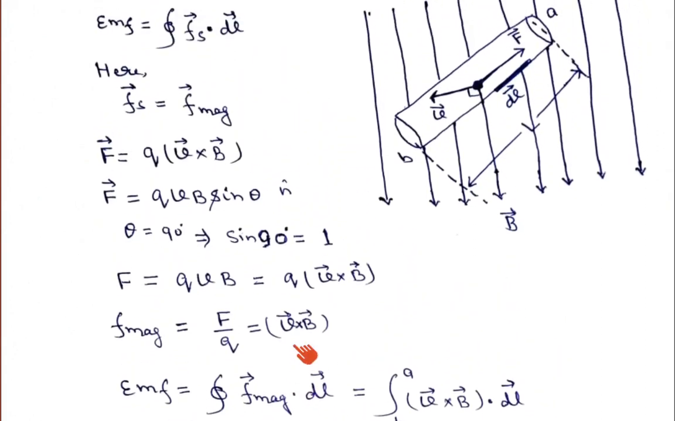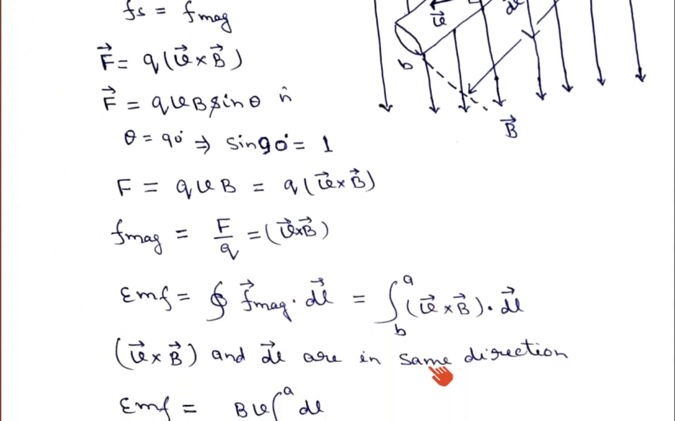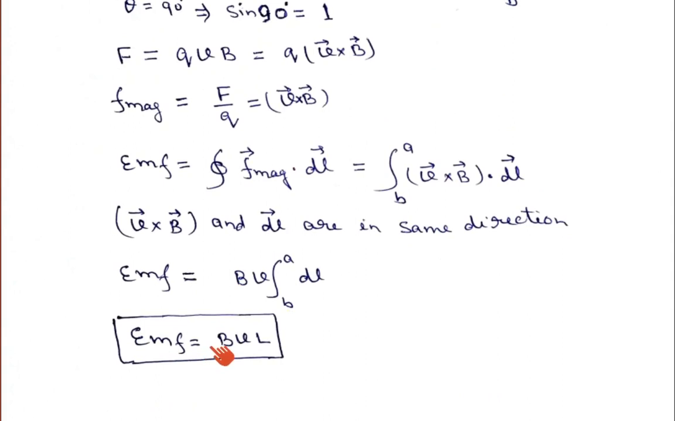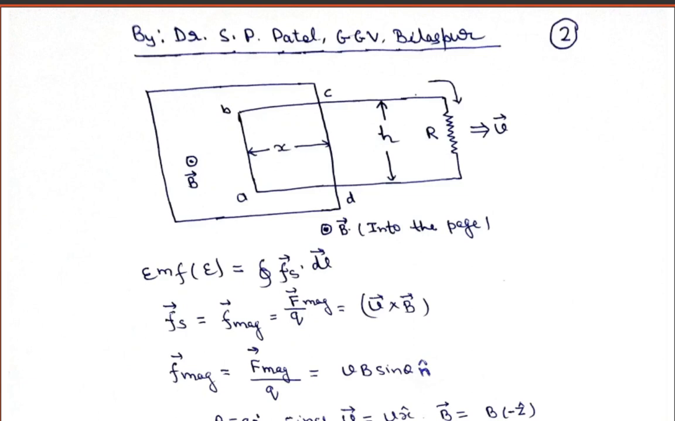If you see the length of the rod, that is L, so we can write that EMF is equal to BVL. That is the magnetic field, the velocity of the wire, the velocity of the charged particle, and the length of the wire. That is basically known as the EMF generated within the wire when it is moving with some velocity. So this EMF is known as the motional EMF.